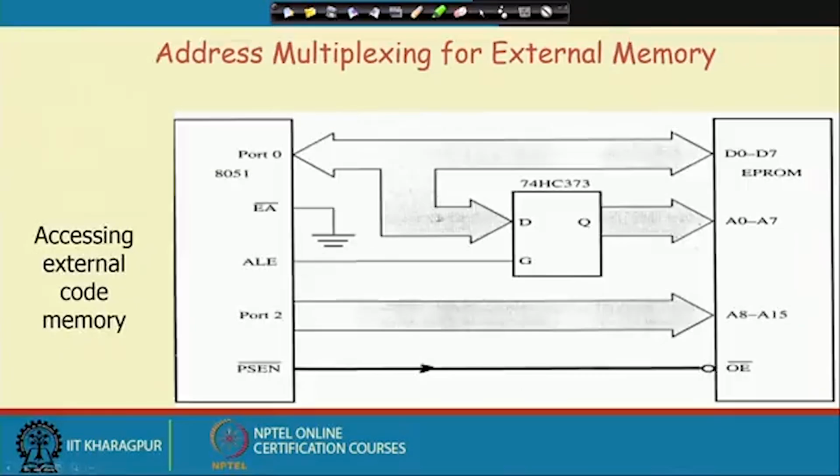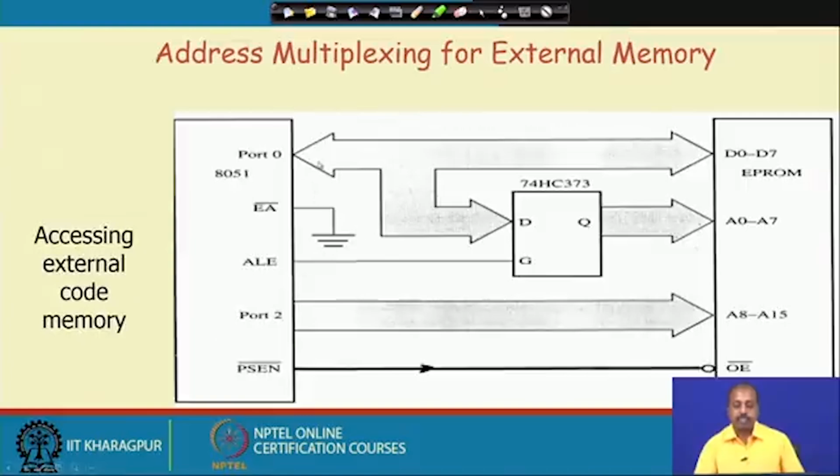As we were saying, port 2 has the higher order address bits A8 to A15. Port 0 is where the data bus is connected, D0 to D7, and the address lines A0 to A7 are multiplexed with D0 to D7, so they are also available here. For that it is connected to this 373, and the ALE signal is connected to the G pin of the 373.